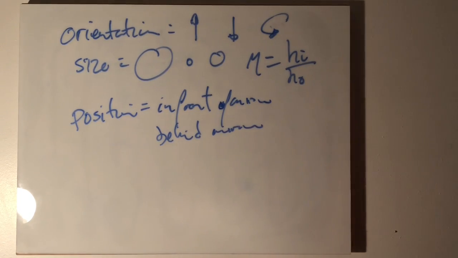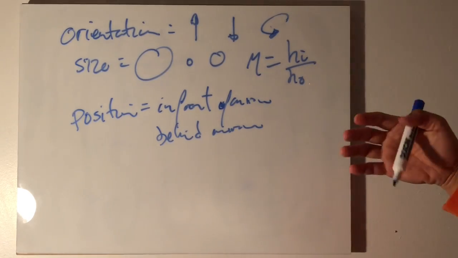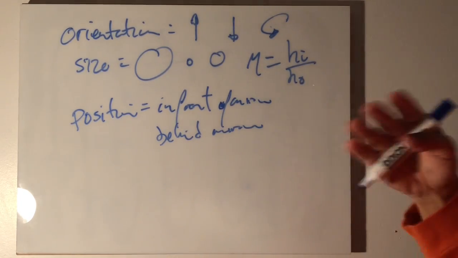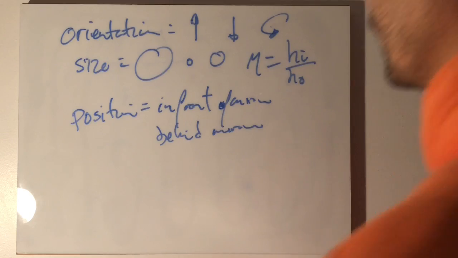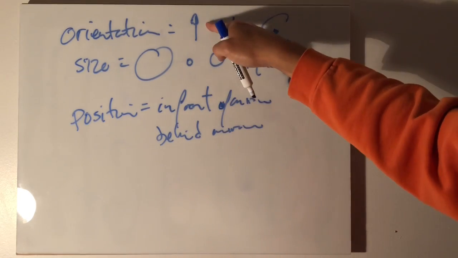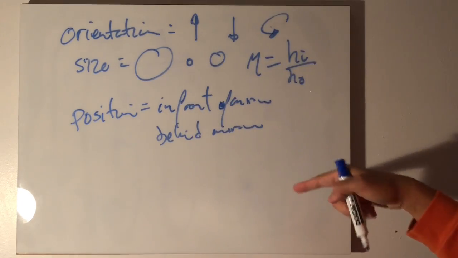Now when we talk about looking at my reflection, it is a virtual image behind the mirror. So it looks like I'm inside the mirror. It's the same size and it's upright, but it's virtual and it's behind the mirror. All right.